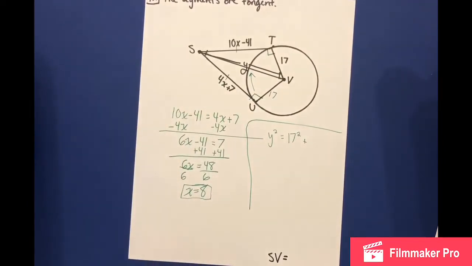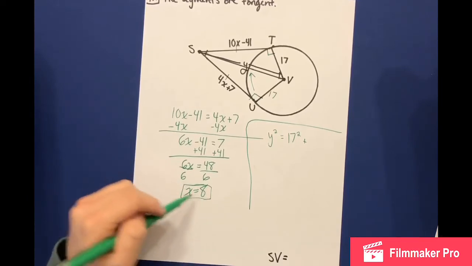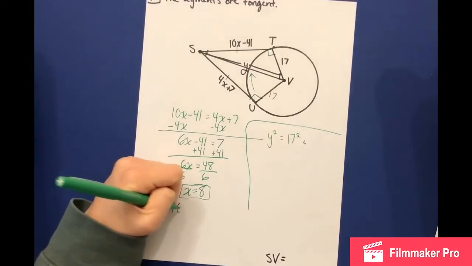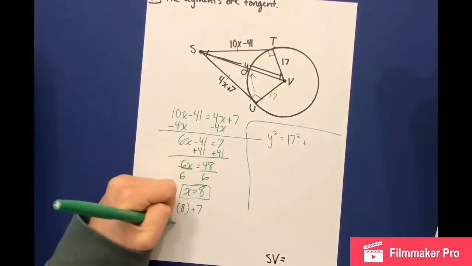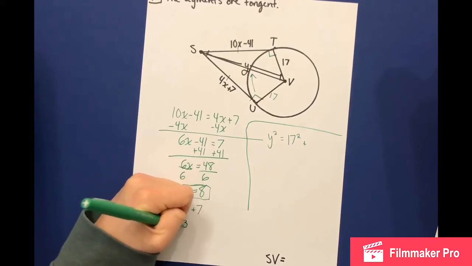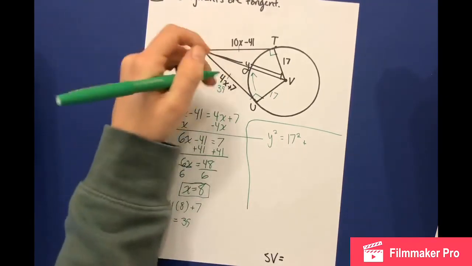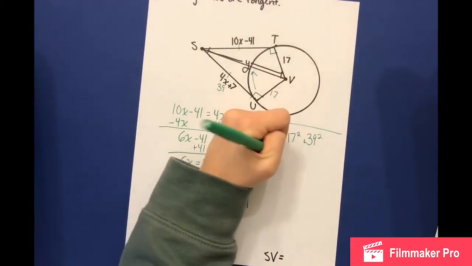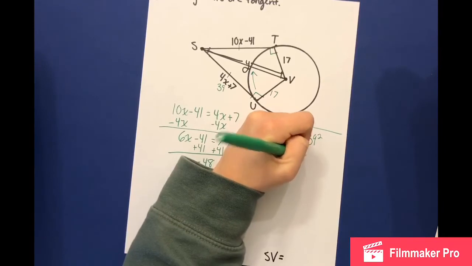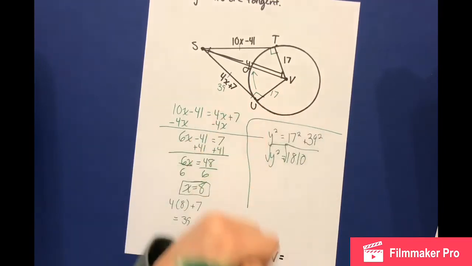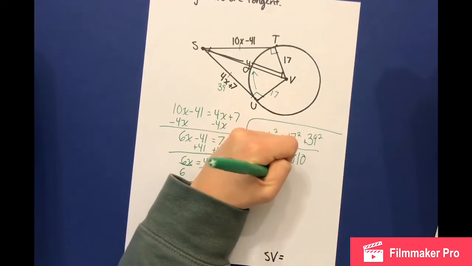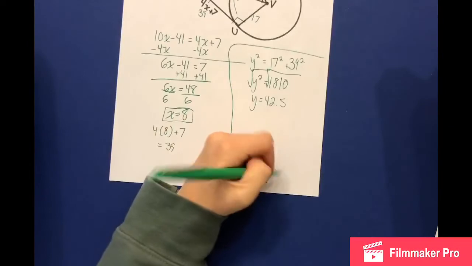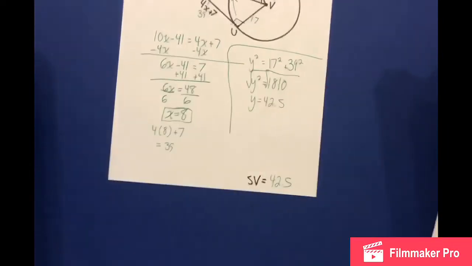Let me go ahead and plug it in with my x equal to 8 to get the length over here. When I do that, I get 4 times 8 plus 7, and that's going to give me an answer of 39. So I'm going to put 39 here. Well, now I can plug this in. 39 squared. I get y squared equals 1,810. Let's square root both sides. I get y equals 42.5, and that is my SV. Therefore, that is my answer on this one.